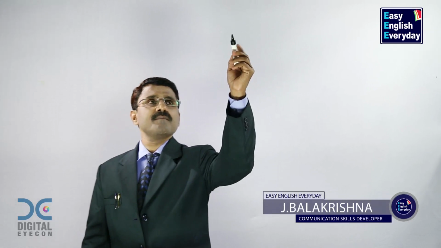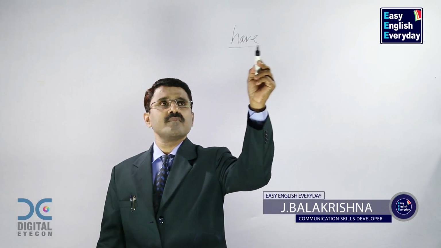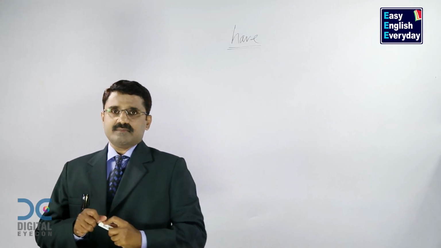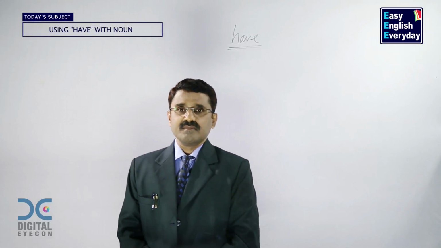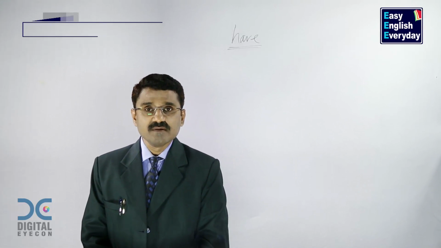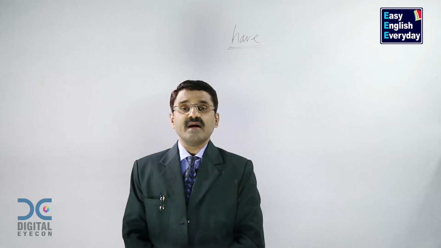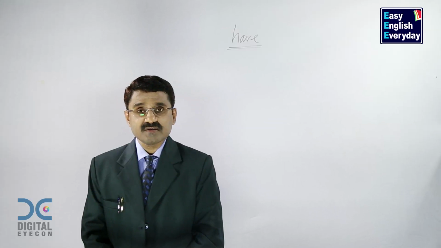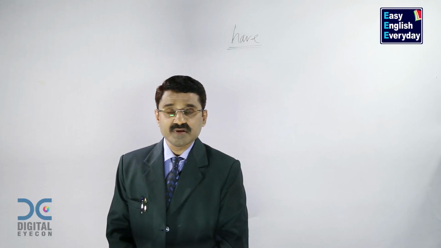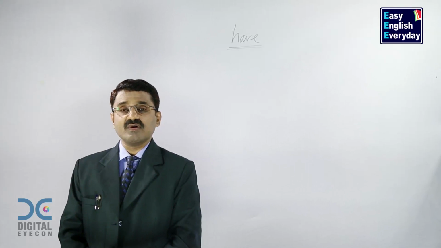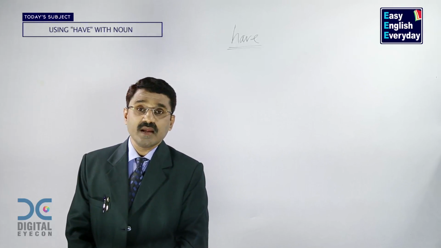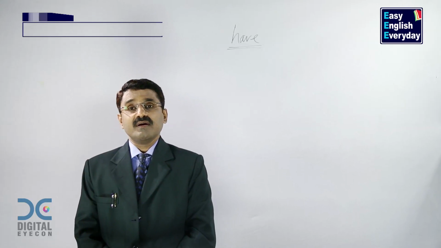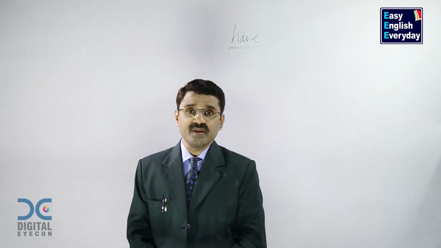Now let us discuss the detailed uses of have. I have a car. I have a flat. I have gold. I have silver. I have platinum. I have islands. I have flats. I have buildings. I have friends. I have books. I have libraries. I have schools. I have colleges. I have headache. I have cold. I have fever. I have leg injury. I have head injury.